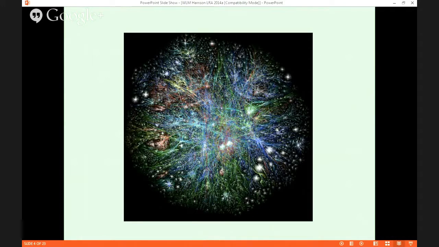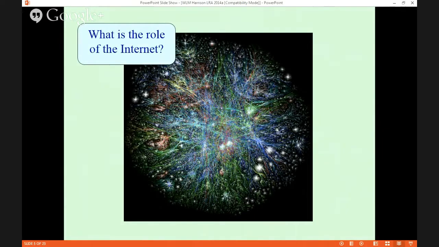This is a very well-known image. It's actually a picture, a representation of the ways in which the internet interconnects. And I've been told the red areas are military. And of course, that was the way in which the internet was first set up. As we scroll across and you see some questions that I'm posing, the first one is, what is the role of the internet? Is it to keep us safe?